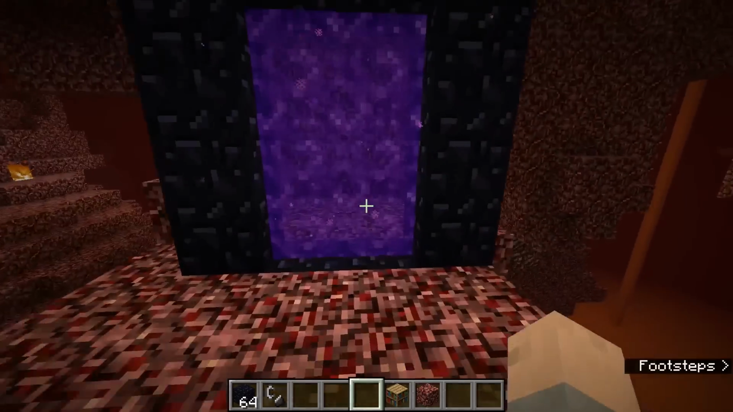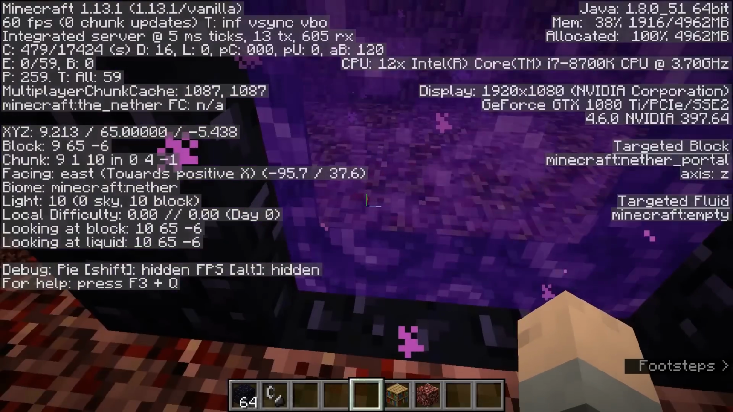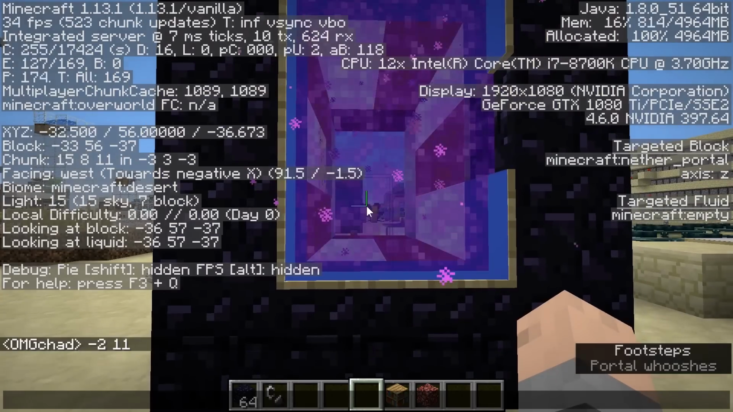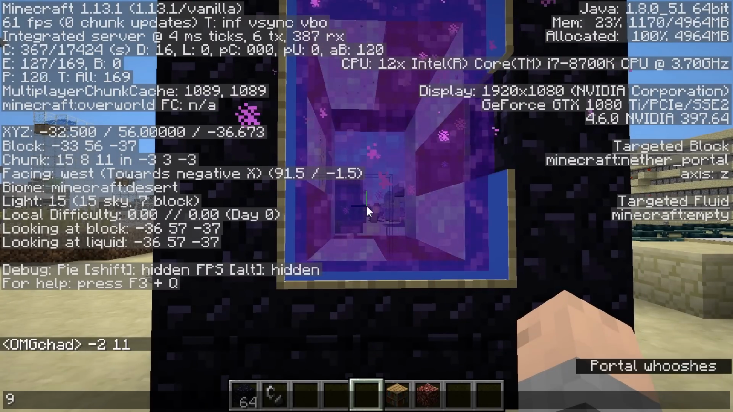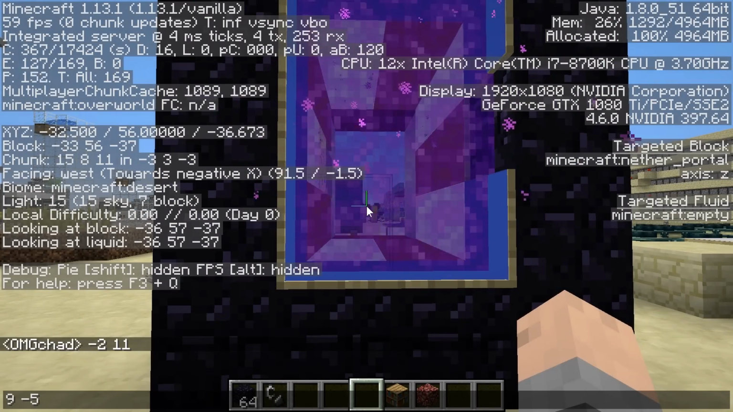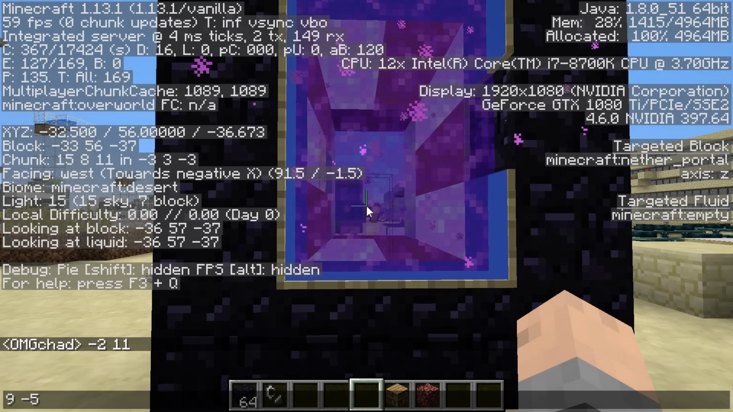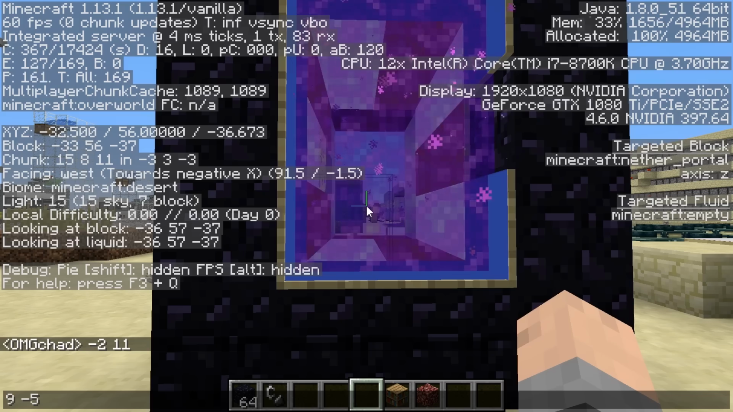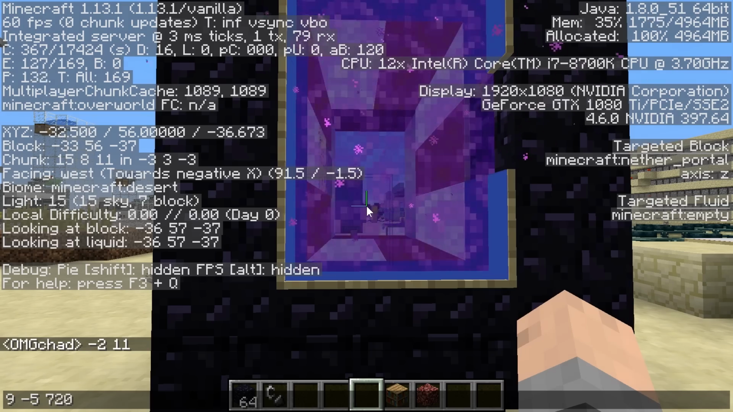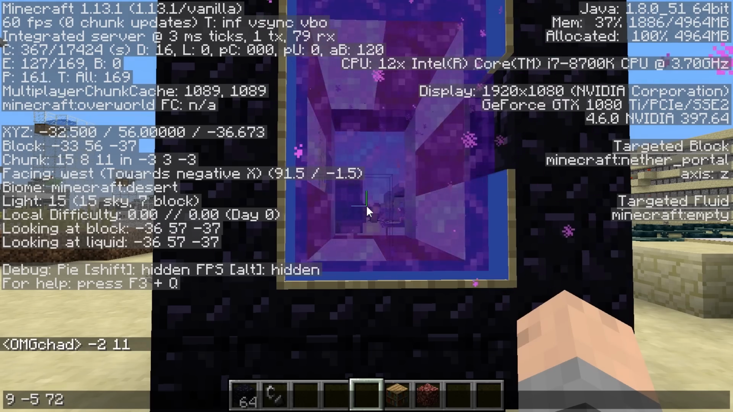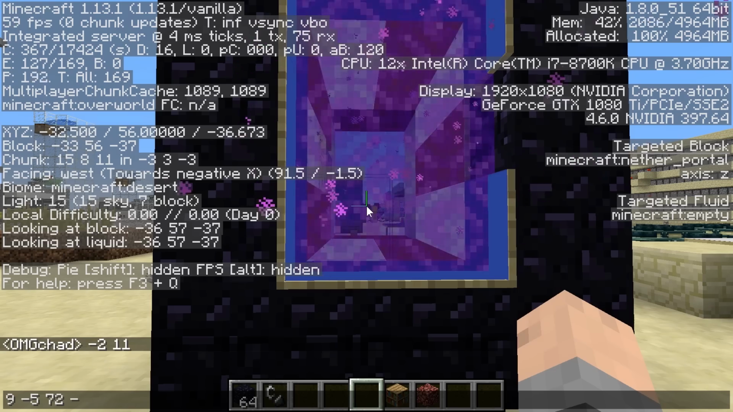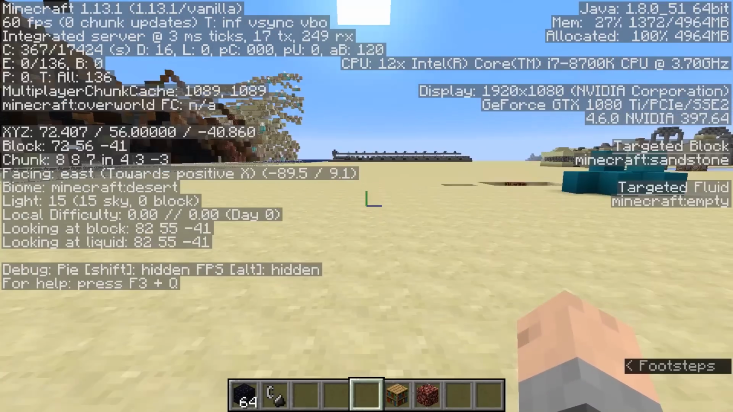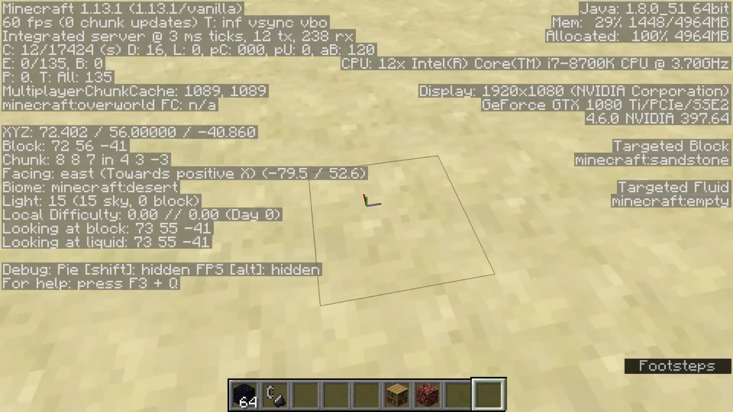And who knows where this portal goes to. If we look right here, it's, what is it? Whoops, it was 9, negative 5 is what I believe it was. I'm just going to write this down, 9, negative 5. So if we wanted to create a portal in the overworld that would connect, what we would need to do is multiply by 8. So that would be 72 by negative 40. Let's go ahead and find that in the overworld.